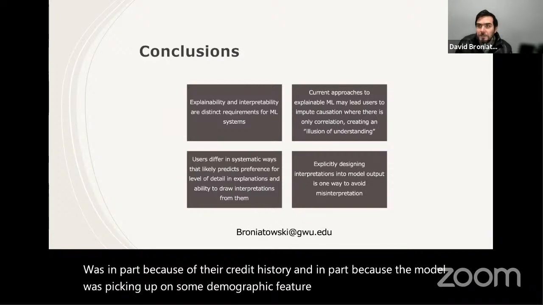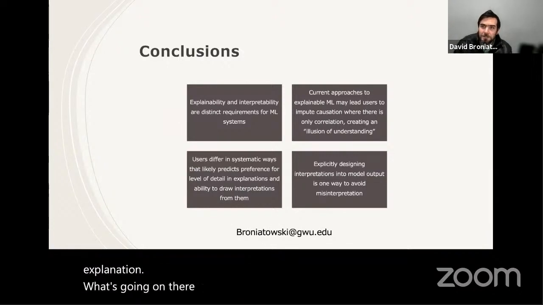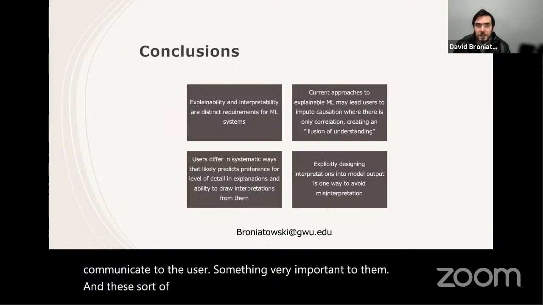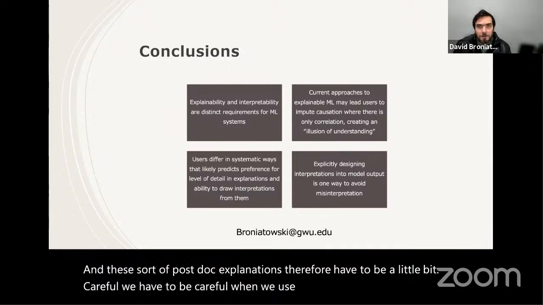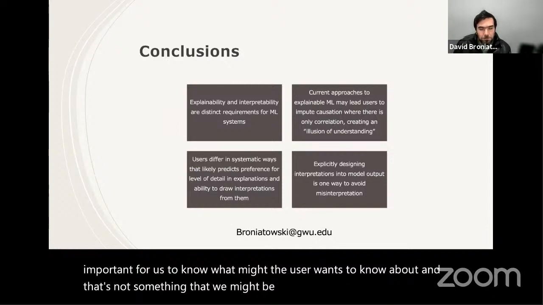And that was, for whatever reason, not something that found its way into the simplified explanation. Well, what's going on there is you're creating an explanation that doesn't communicate to the user something very important to them. And these sort of post hoc explanations, therefore, have to be used carefully, because, in part, it's important for us to know what the user might want to know about. And that's not something that we might be able to do algorithmically.